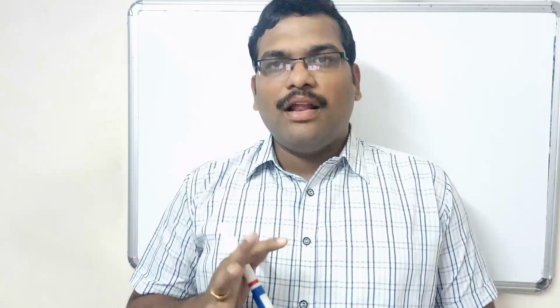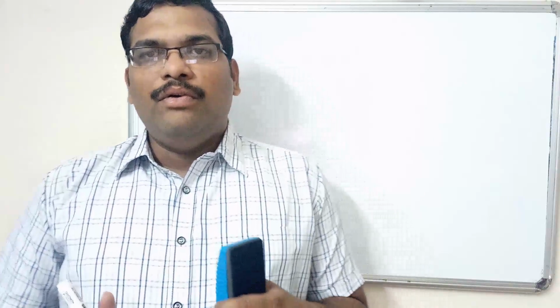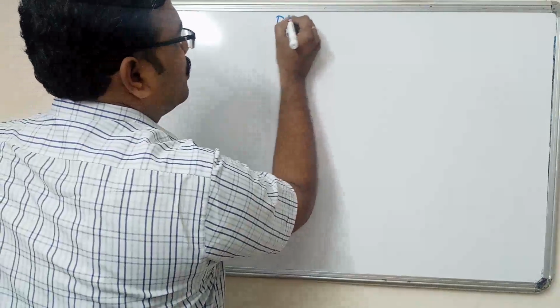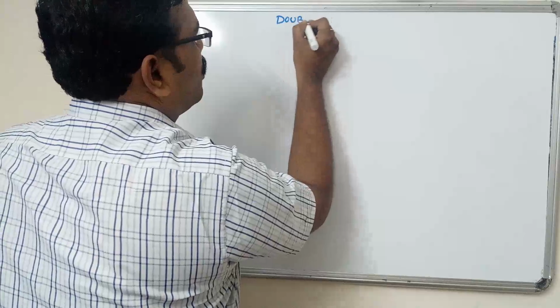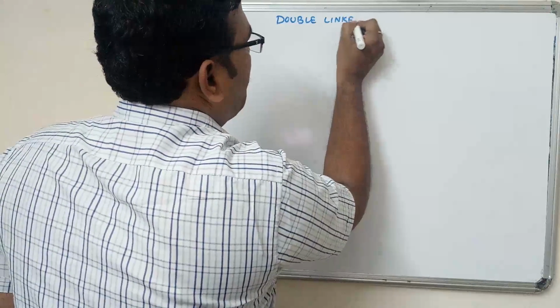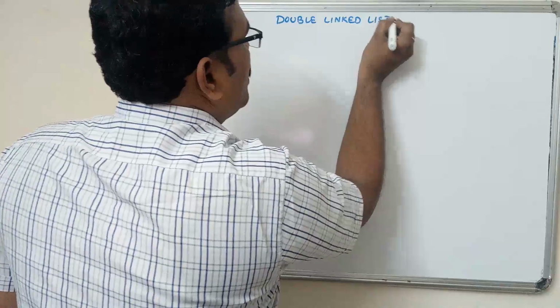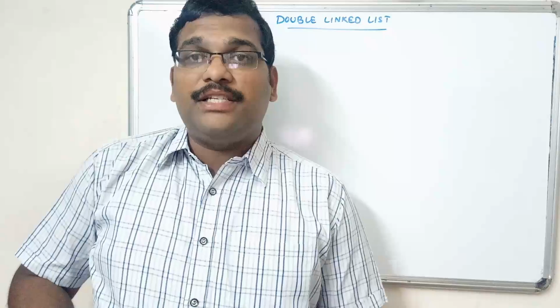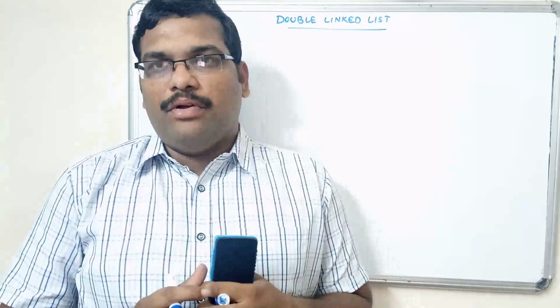In the previous sessions we have seen the circular linked list. Now in this session we will go with another concept, that is double linked list. The name itself indicates here we have to establish two links for every node.